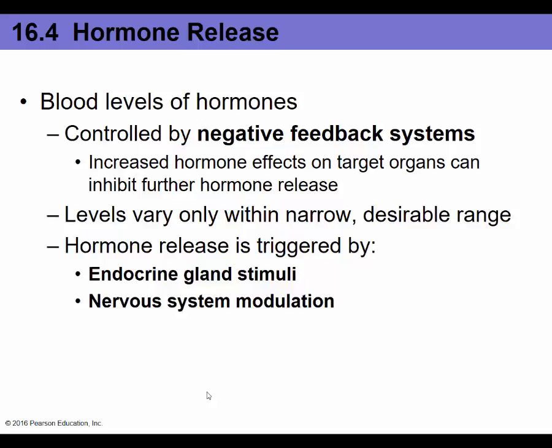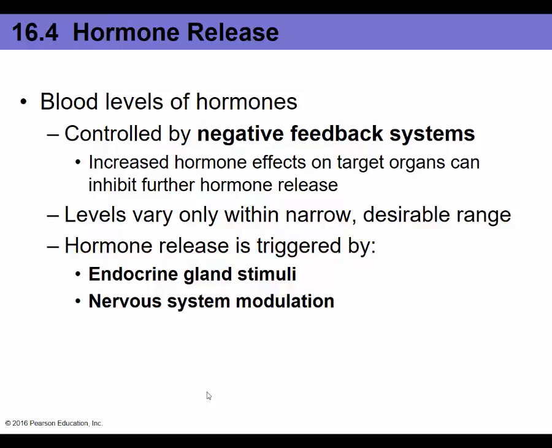Okay, so that's just an example. The other one is just binding to a receptor on the outside and causing the production of that protein. So how much hormone we have in the blood is controlled by a negative feedback system.